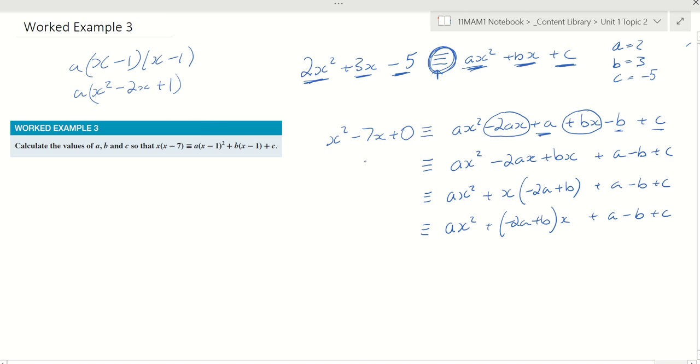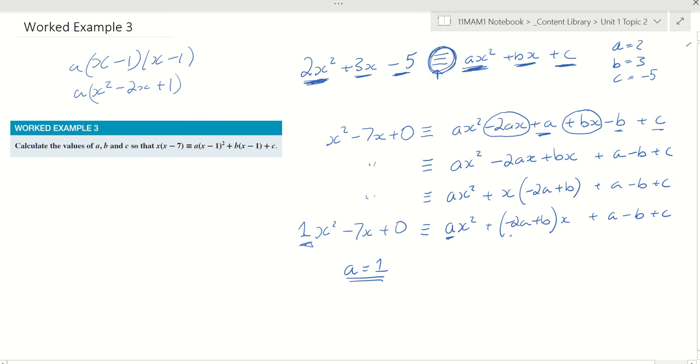Now, all of this, remembering, is equivalent to, just bringing this down, x squared minus 7x plus 0. So up here we said the coefficient of x squared, a, is equivalent to the coefficient of x squared over here. So here's my a, and here's my x squared. So technically there's a 1 in front of that. So straight away, I know that a is equal to 1 because the two terms are equivalent.